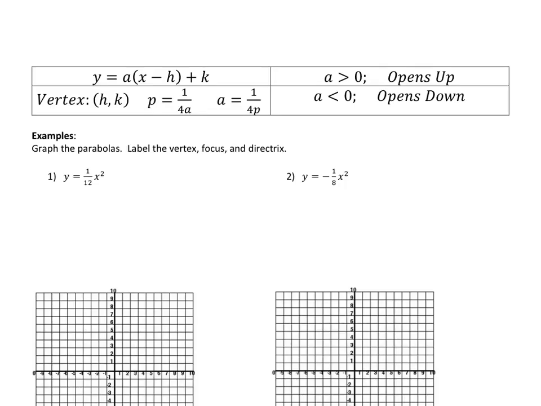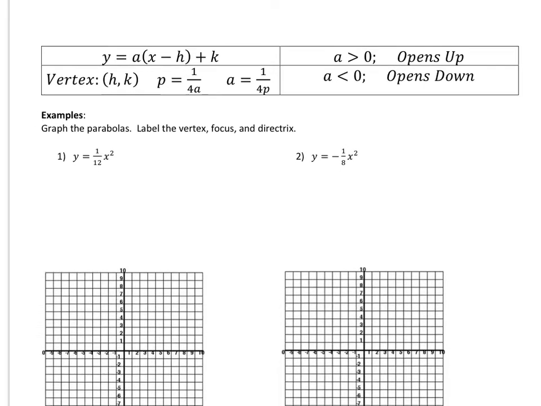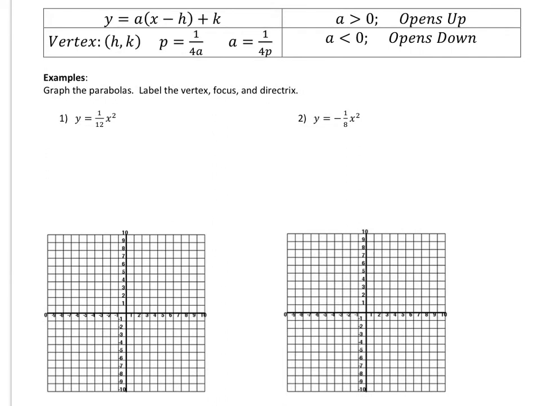Here are some example problems with graphing parabolas. Up at the top you have your little key with the vertex form. This is the form of a parabola, and you have your vertex as (h, k). Then you have these extra formulas: if you need to find p, you use this, and if you need to find a, you use this. I'll show you examples of both.